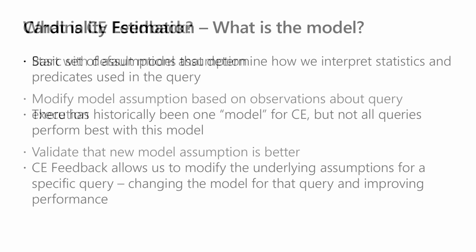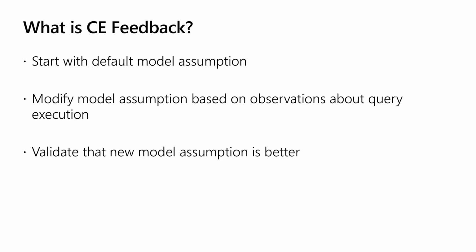So CE feedback starts with this default model assumption. We have to start with the basics that all queries get today. Then, after we observe the query and how it executes and the kind of results we get, we then maybe modify the assumption. We then run with that assumption and validate it to see if it is better. If it's better, we incorporate it into the query for future executions. If not, we don't use it.